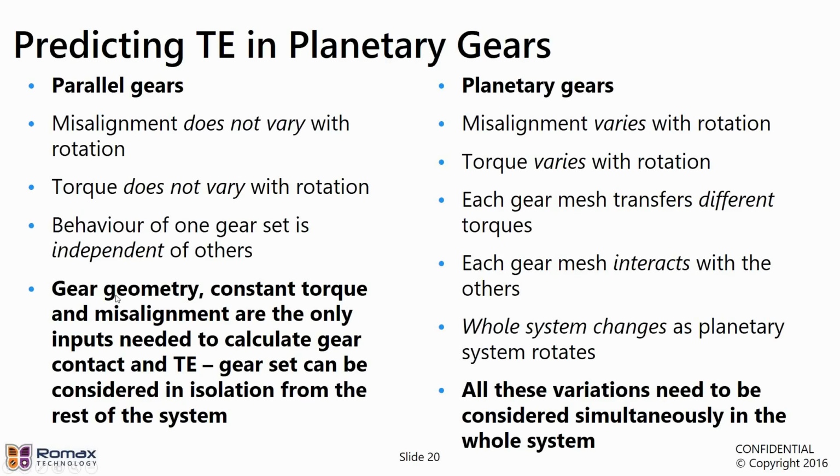So that means that the gear geometry, a constant torque, and a misalignment that we work out from the system deflections of our model are the only inputs that we need to calculate the gear contact behavior and the transmission error. So once we have that information about gear geometry, the torque, and the misalignment, we can consider the contact behavior in isolation from the rest of the system. When we look at planetary gears, none of this is true.